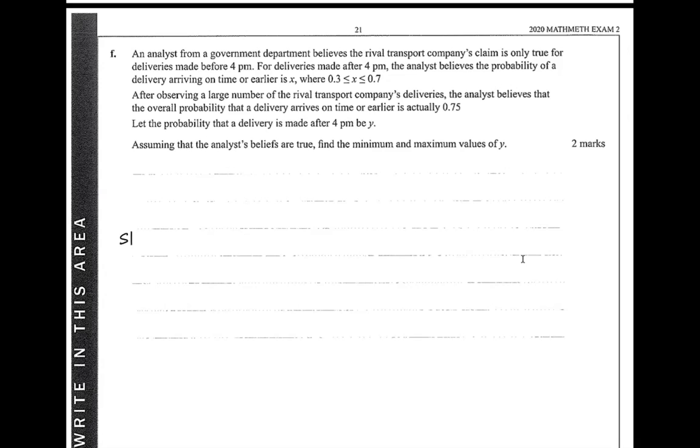Okay, so to start our observation, we need to categorize the deliveries according to the delivery time. Let's say this one is before 4 p.m. and this one is after 4 p.m. Before 4 p.m., the proportion or the probability, here you have... After 4 p.m., it's Y here. You know these two branches add up to 1, so this one is 1 minus Y.